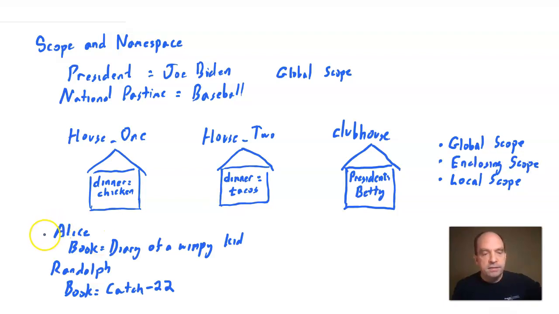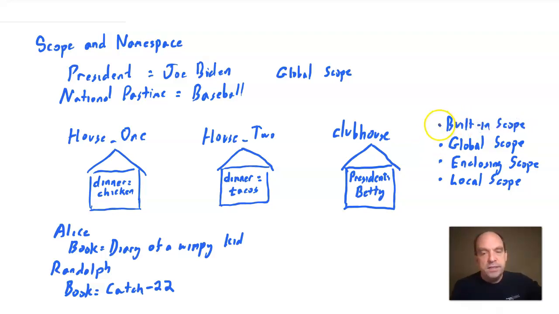So if Alice is a function within House 1, her binding of book with Diary of a Wimpy Kid has local scope, while the binding of dinner with chicken has enclosing scope, because Alice exists within House 1. And the binding of president with Joe Biden has global scope. There's one more level called built-in scope.